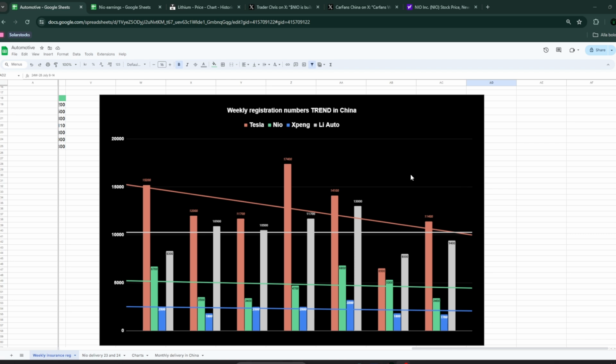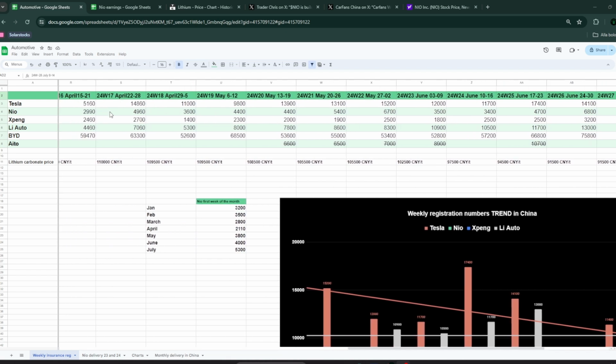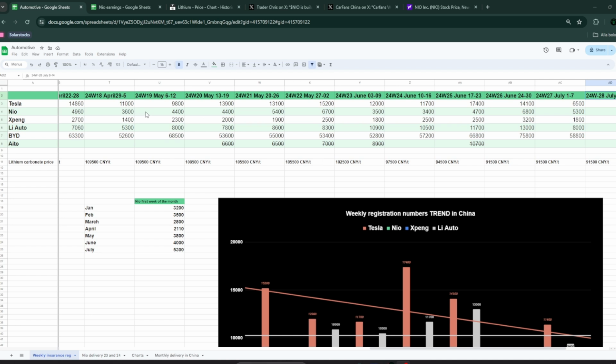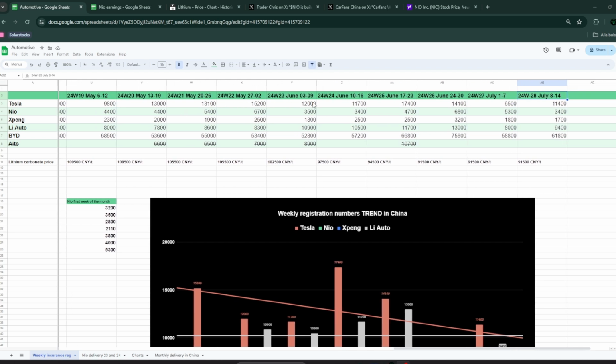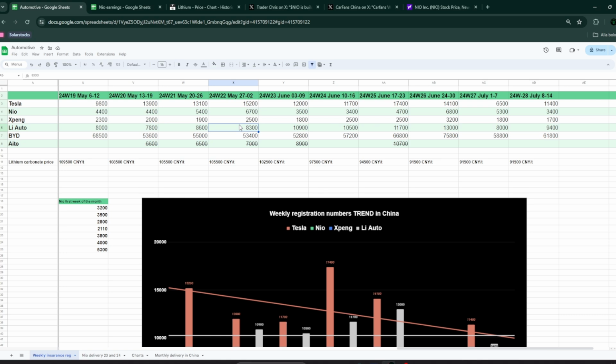Obviously, the trend line over the past 7 weeks is a bit skewed due to the very low numbers in the previous week. But if you zoom out, you can see that I have the numbers here. For the most part, it's either just below 10,000 for Tesla or around 13 or 15. So I would say the average over the longer term should be around 10,000-12,000.